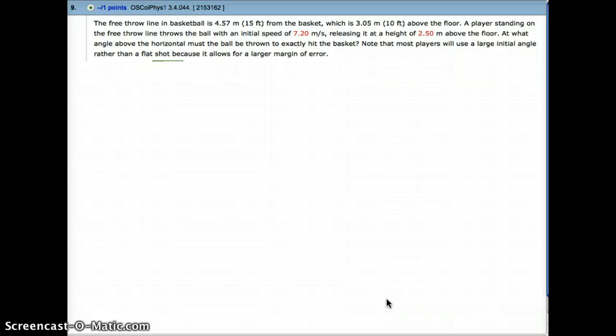This is a problem about shooting a free throw. And of course, as soon as you shoot the ball, the only force acting on it is gravity. And that means it's going to go through that parabolic path that is known by projectile motion. And so they give us a couple of parameters for this particular problem. So I drew a picture.